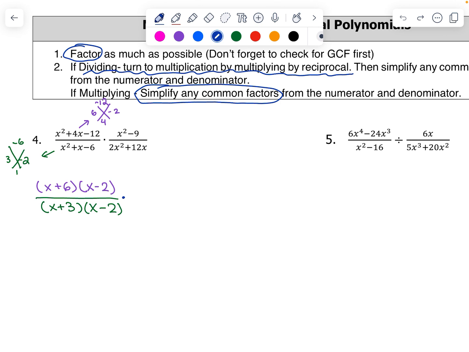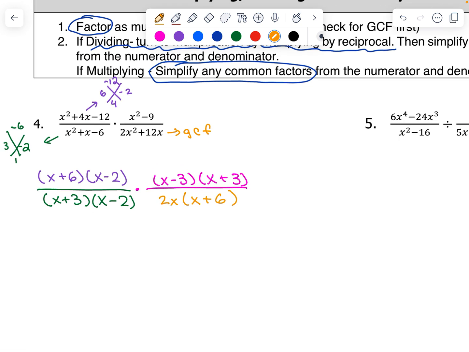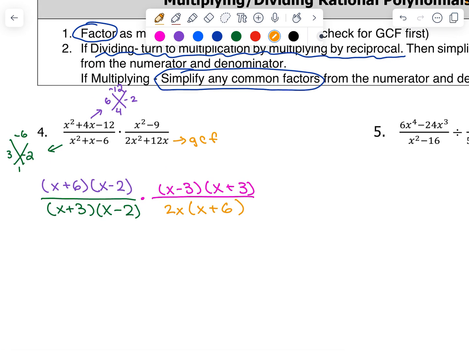If I go ahead and take a look at the next one, let's go pink. X squared minus 9 is a difference of squares, so x minus 3 times x plus 3. And then our last bottom one here, this is a GCF problem, so I can take out a 2x, which leaves me with an x plus 6. So there's the 4 different polynomials that I factored. Now I'm going to see what's in common.